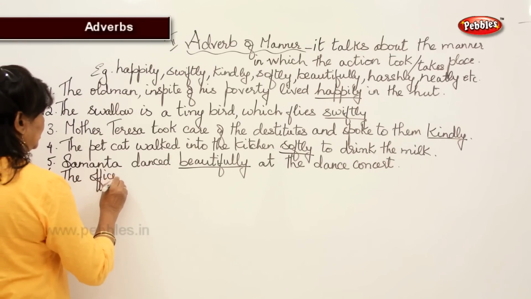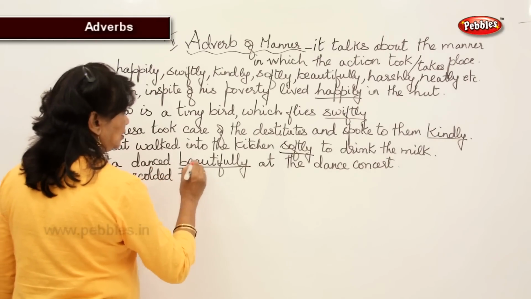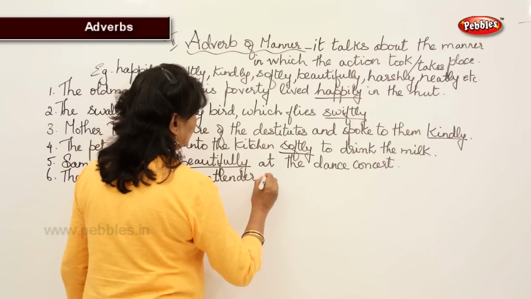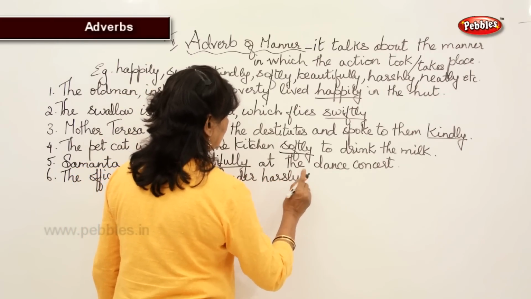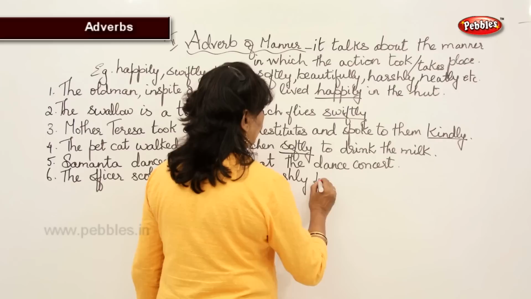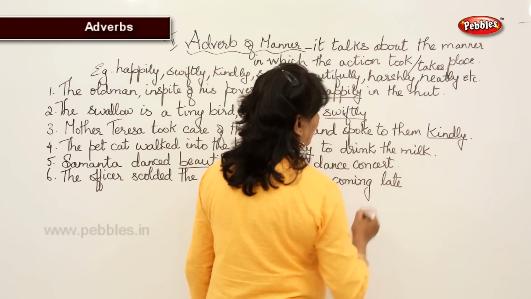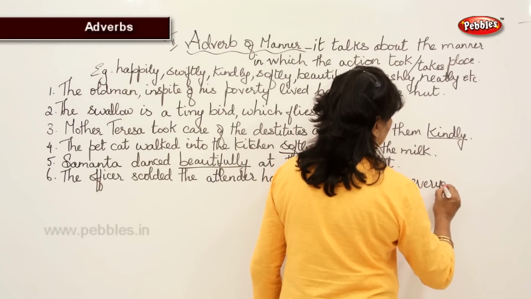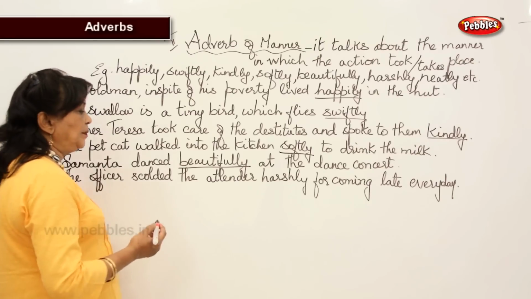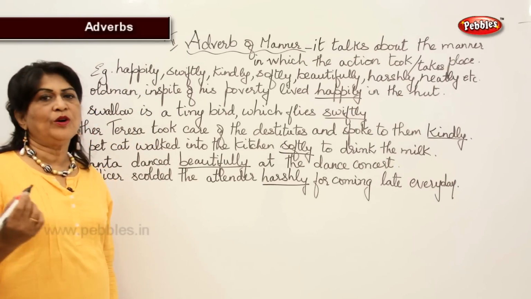The officer scolded the attender harshly for coming late every day. Okay, the officer scolded. Scolded is a verb. How did he scold? Harshly. I told you, if you ask a question how, you will get the adverb of manner.